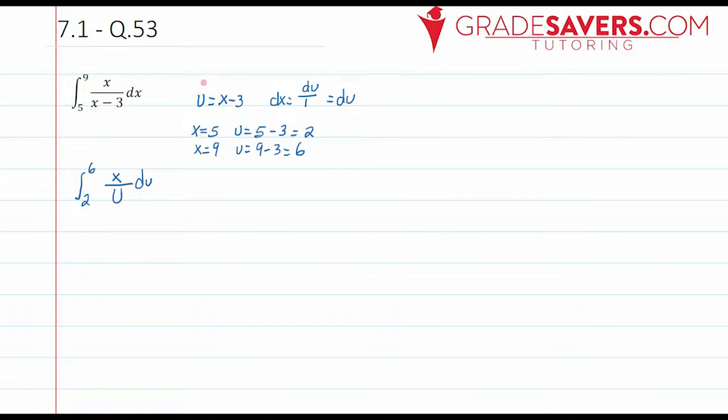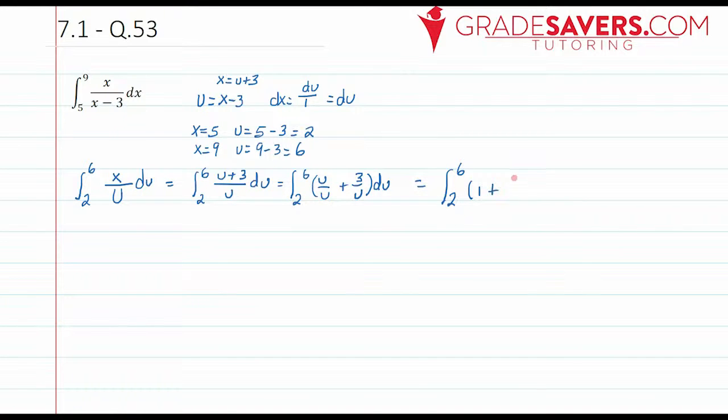So we need to go back to our original equation and solve for x. x is equal to u plus 3. So now this integral is equal to u plus 3 over u du. And since this is a common denominator, we can break the numerator up into the following. It would become u over u plus 3 over u, in brackets, du, which is equivalent to the integral from 2 to 6 of 1 plus 3 over u du.